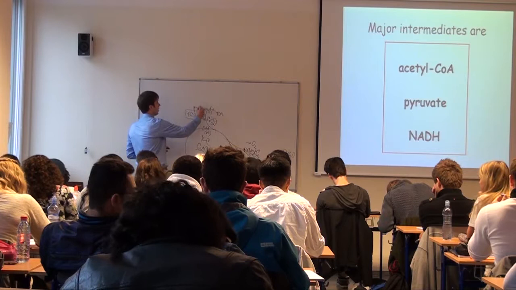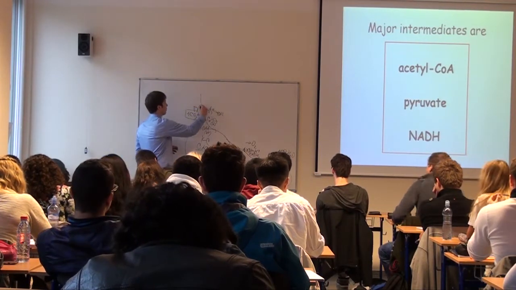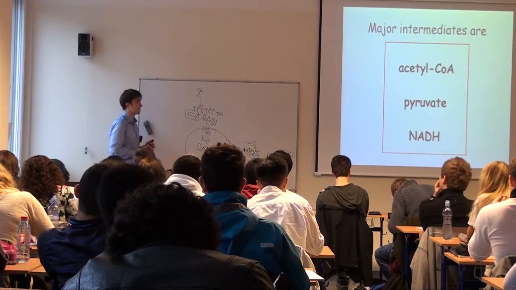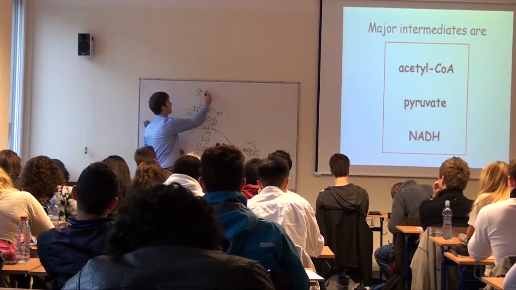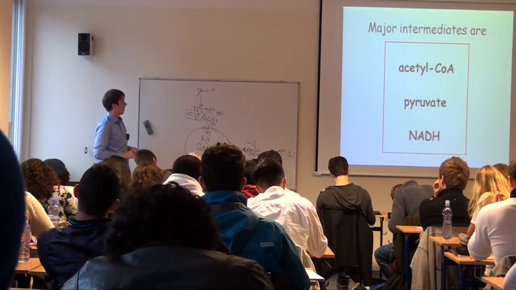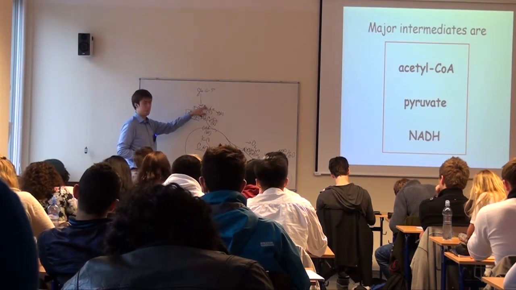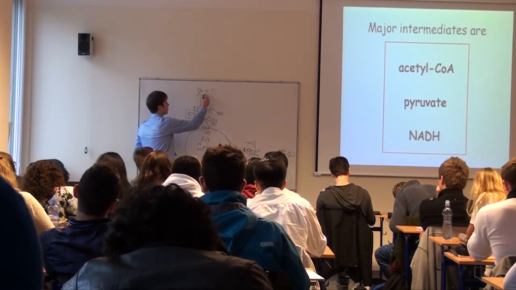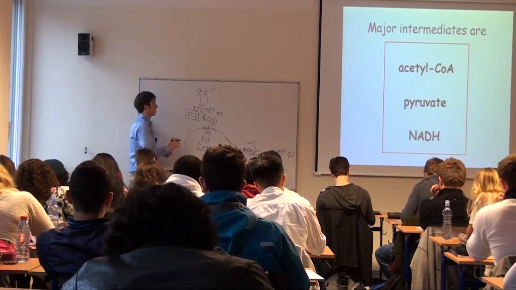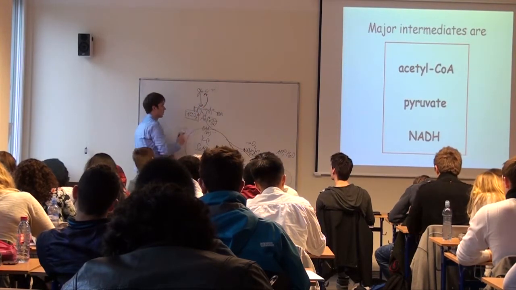How to produce pyruvate? It means from glucose. And it's not from the glucose itself, but from the glucose 6-phosphate. This reaction is called glycolysis. The opposite reaction is called gluconeogenesis. So glycolysis, and this is the gluconeogenesis.